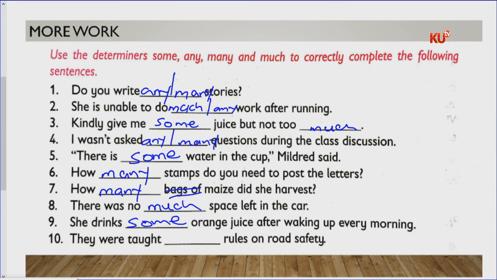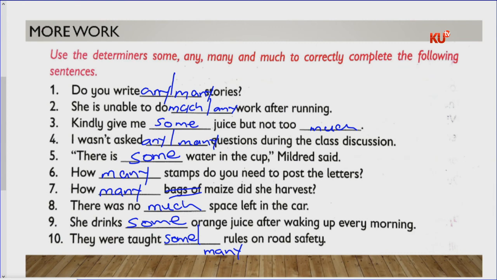Question 10. They were taught dash rules on road safety. They were taught some rules, but you can also say they were taught many rules. They were taught many rules on road safety.